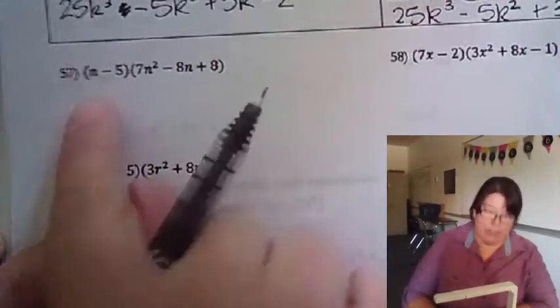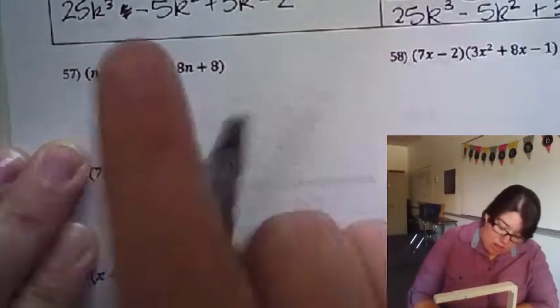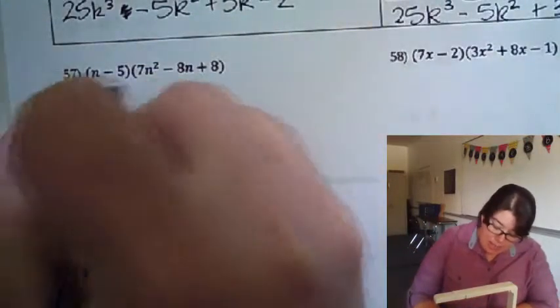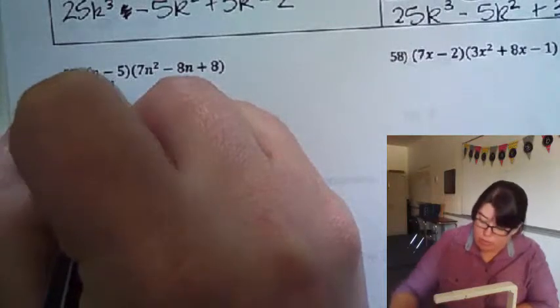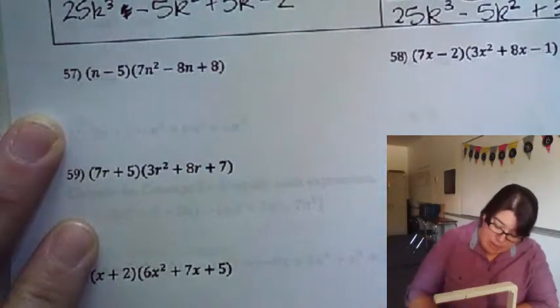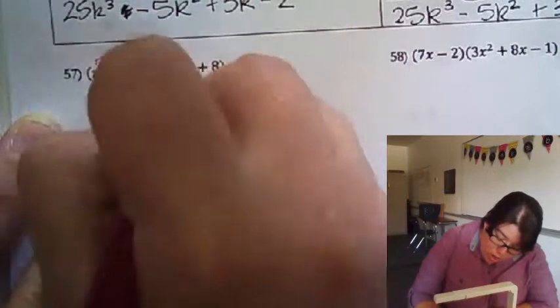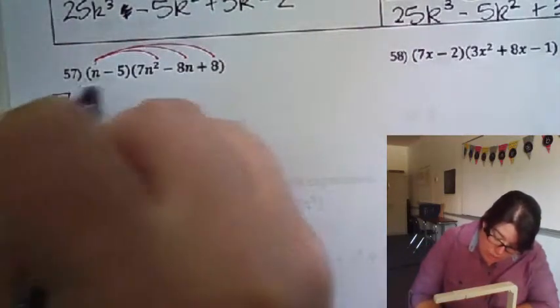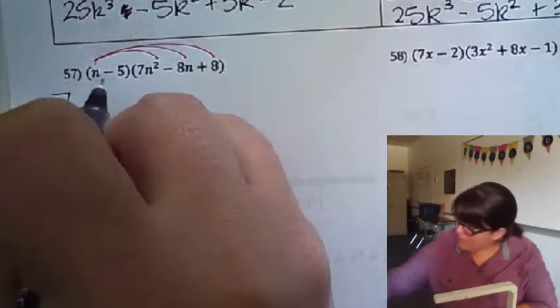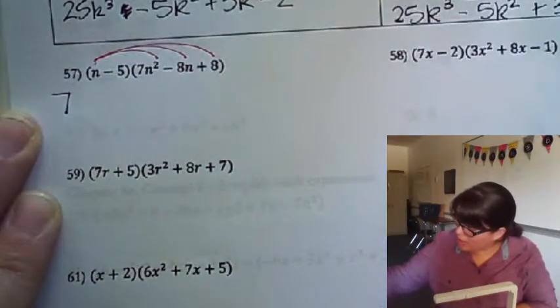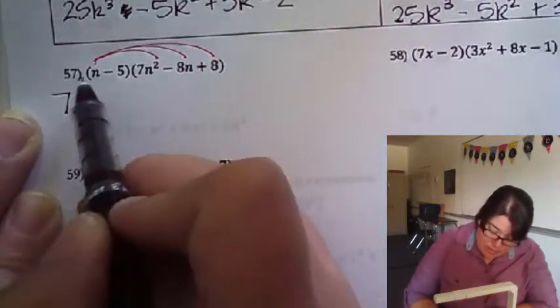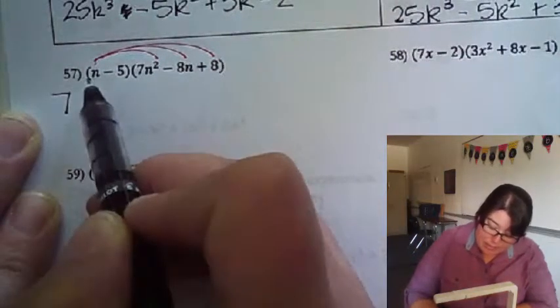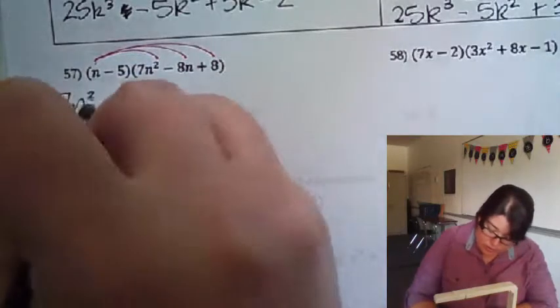Let's do 57. Here we have n minus 5. I'm going to do the distribution method first. So I'm going to take my n and distribute it to all 3 parts. So I have 7 times 1 is just 7. N times n squared is n cubed.